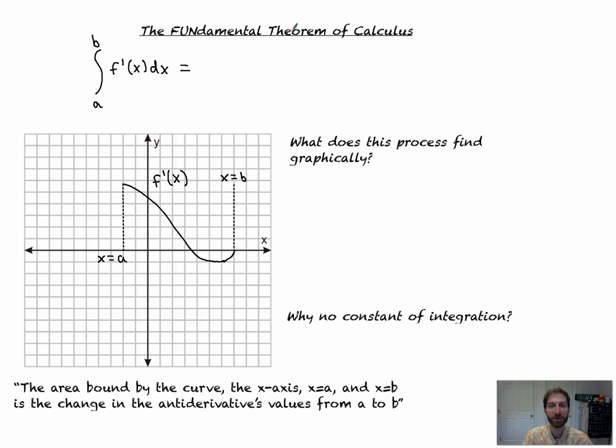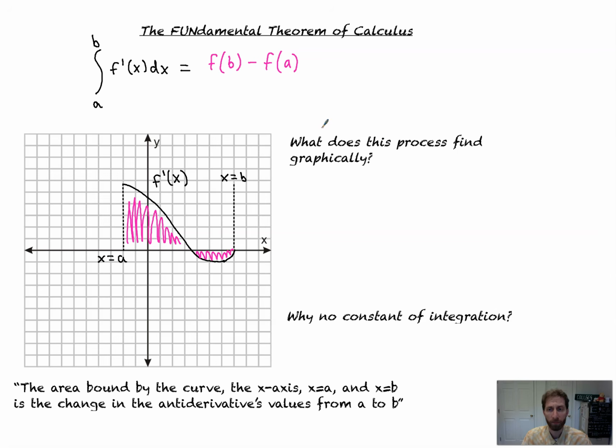The Fundamental Theorem of Calculus, emphasis on fun. If you've got the integral from a to b of some function f prime of x, the derivative of some function with respect to x, then that's going to be equal to f of b minus f of a. That's it. And I wrote it down in quotes here. The area bounded by the curve f prime of x, the x-axis, x equals a and x equals b, is the change in the antiderivative's values from a to b. That would be f of b minus f of a. Very simple.